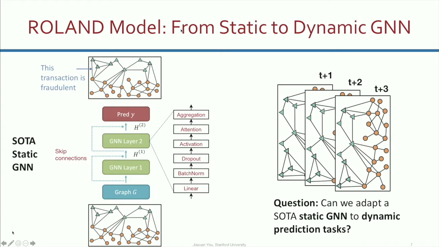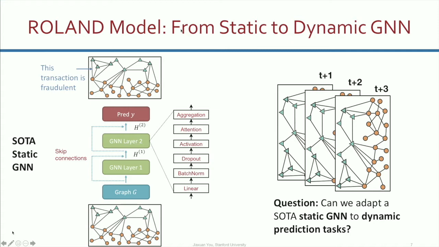A key research question in this ROLAND framework is, how do we apply static GNNs to these dynamic prediction settings? On the left, I show an example pipeline for a state-of-the-art static GNN. Here, the input will be a static graph, and we will process the input graph with several layers of graph neural network. These layers could be connected by some, say, skip connections to improve the performance. And within each GNN layer, there are also a lot of complex designs. For example, we could apply a linear layer, batch norm layer, dropout layer, etc. After making this GNN process, we'll finally output the predictions on this static graph. For example, we can predict if a given transaction is fraudulent or not.